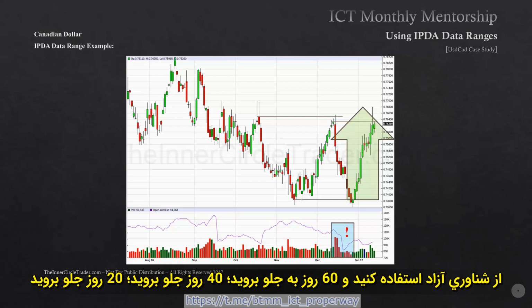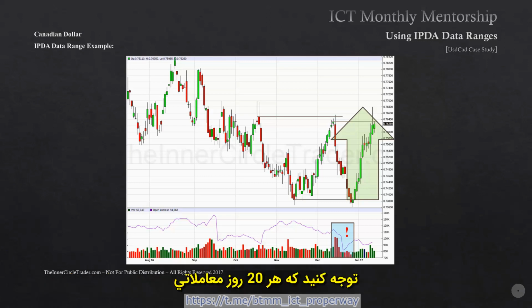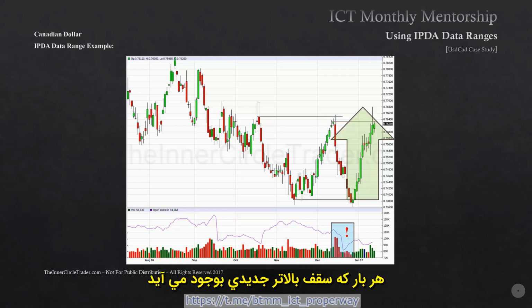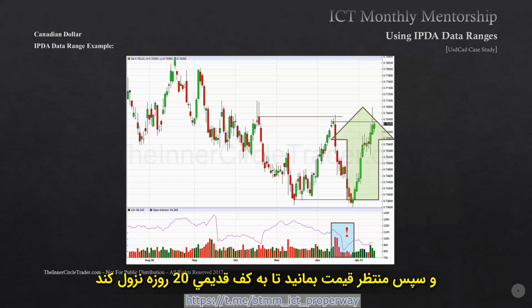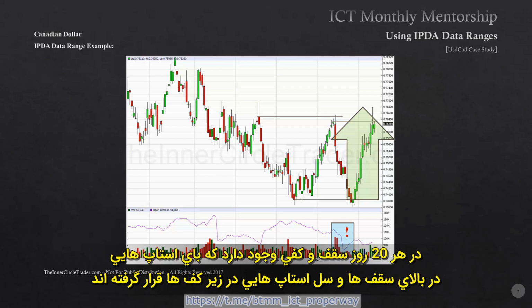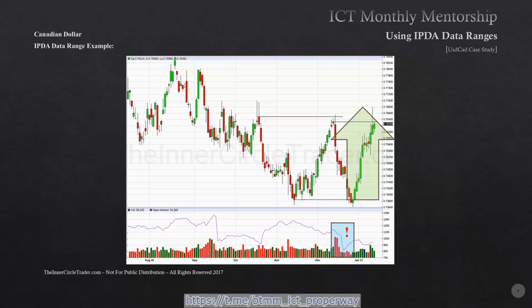Using Open Float, casting forward 60 days, casting forward 40 days, casting forward 20 days. Notice also that every 20 trading days, the high and the low become very obvious. You can start circling these as you create new highs. Every time there's a new higher high, note that, and then wait for the price to come back down to an old 20-day low. Study that. Every 20-day high and every 20-day low is going to have buy stops and sell stops resting above the highs and below the lows. If you do this as an exercise going forward, you'll see clearly what side of the marketplace it's seeking.